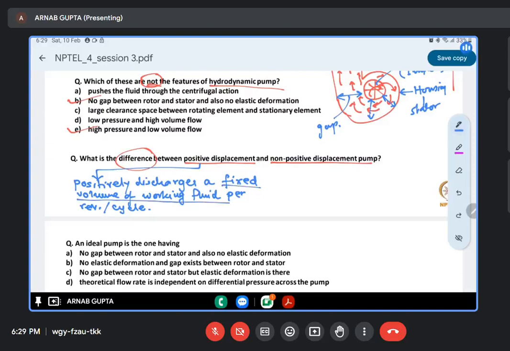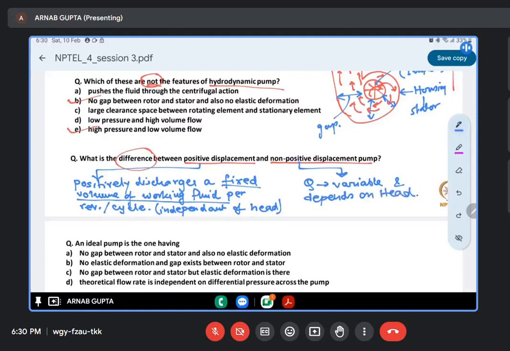Whereas in case of non-positive displacement pump, it depends on the head. So this is independent of head against which the pump is pumping the liquid. It doesn't discharge a fixed volume of working fluid. So this Q is variable and depends on head.